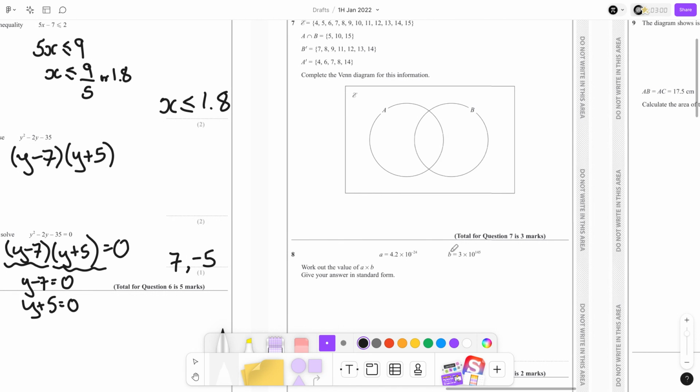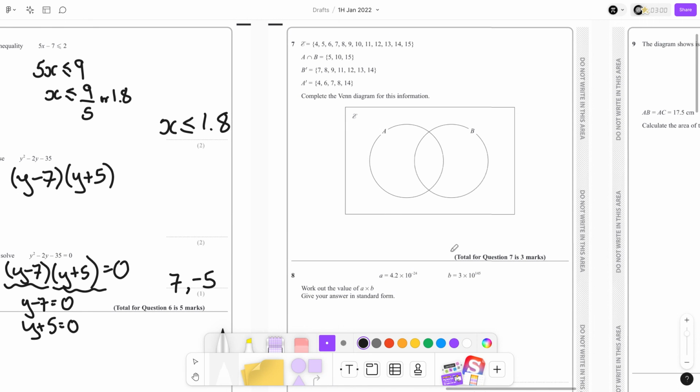Okay. Copy and complete the Venn diagram. So we're trying to put in all the numbers 4, 5, 6, 7, 8, 9, 10, 11, 12, 13, 14, 15. 4 to 15, that's in the square. The intersection is 5, 10 and 15. Then it tells us B dashed, so that's not in B.